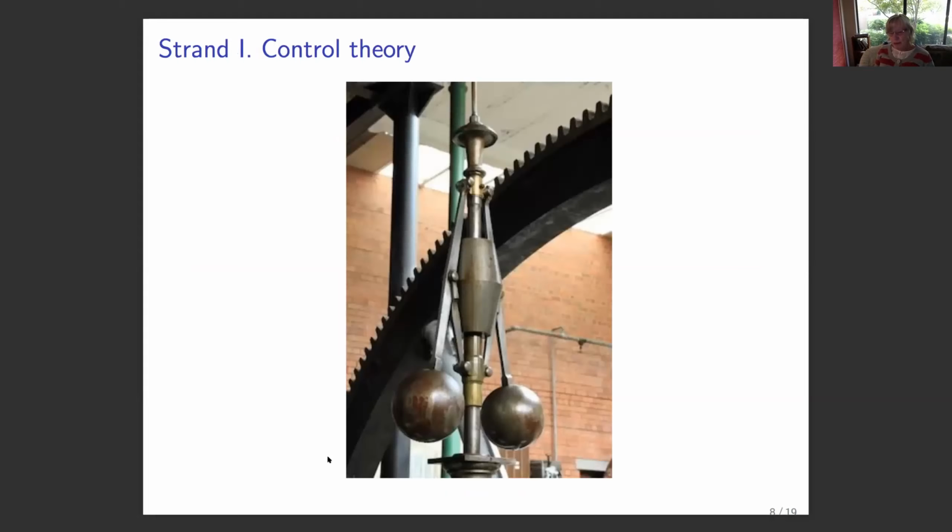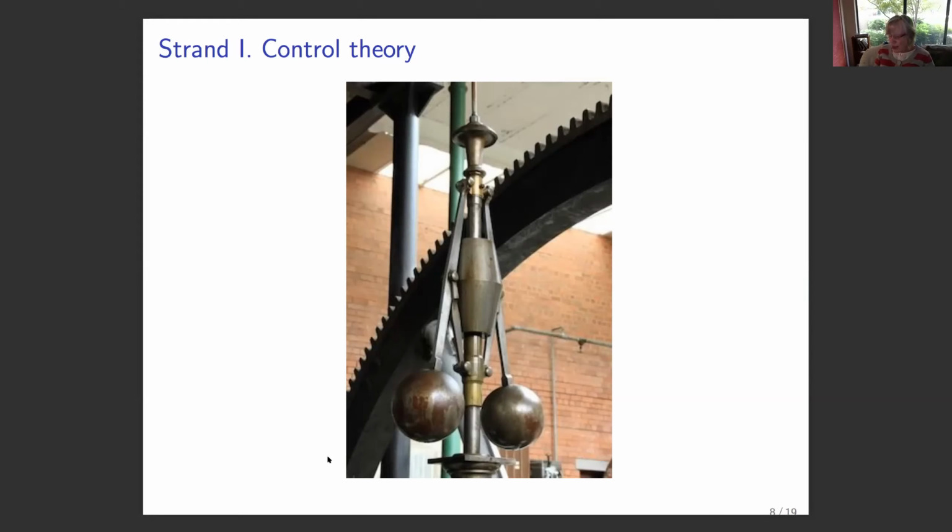The speed of the engines is controlled by a centrifugal flyball governor. This device was patented in 1789, and it has become the prototype example of a self-regulating feedback mechanism. So strand one in the development of dynamical systems and stability is control theory. Its operation is simple. As the engine speed increases, the inertia of the flyball swings the arms outwards, closing a valve which restricts the steam supply.